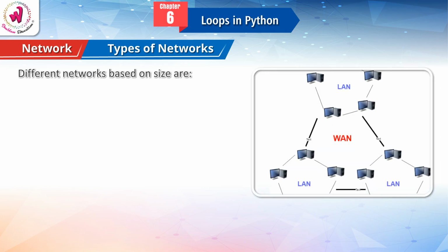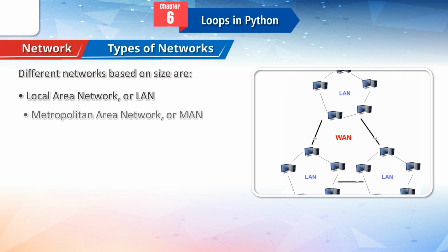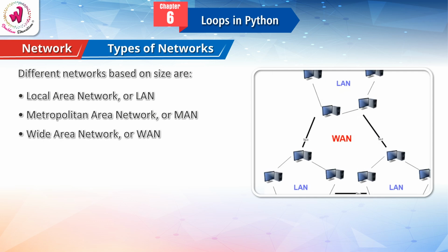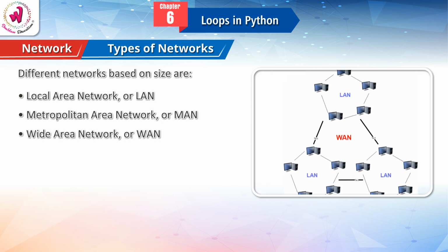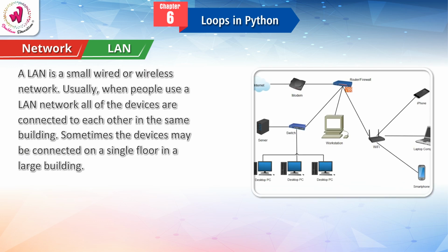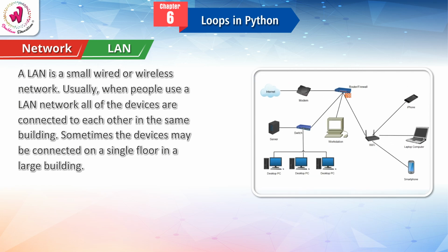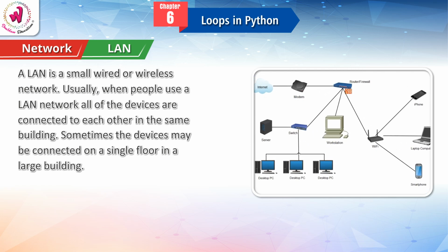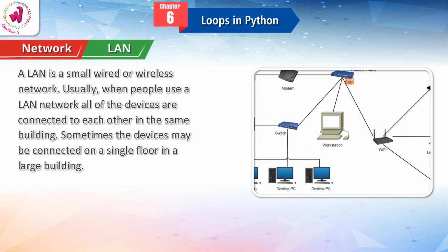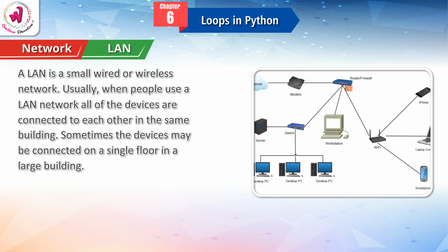Different networks based on size are Local Area Network or LAN, Metropolitan Area Network or MAN, and Wide Area Network or WAN. A LAN is a small wired or wireless network. Usually, when people use a LAN network, all of the devices are connected to each other in the same building. Sometimes the devices may be connected on a single floor in a large building.